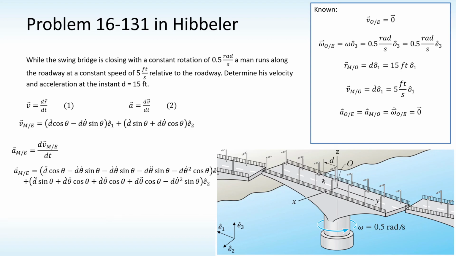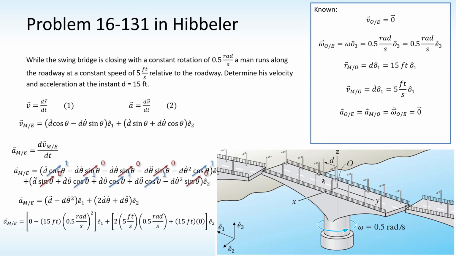Then again, we will assume that theta is 0. But be careful when you're doing the homework. Very often you'll be given a non-zero value of theta. Collecting terms now, we get a much smaller expression. And then plugging in values, noting that d dot and theta double dot are both 0, we get an answer with the same magnitude as before.